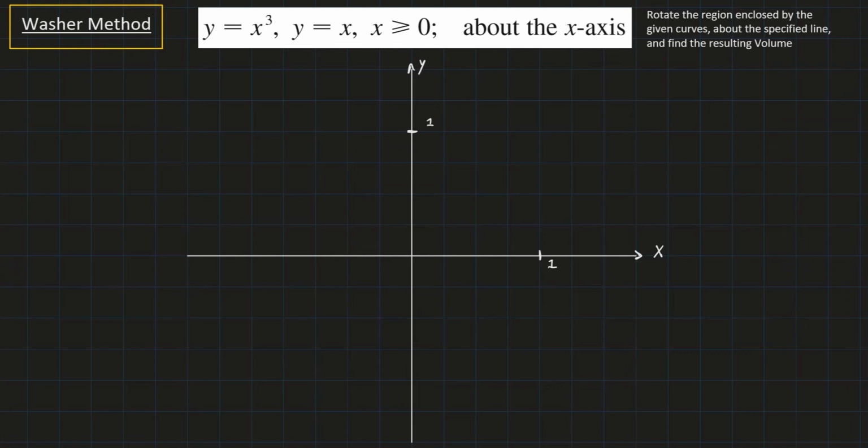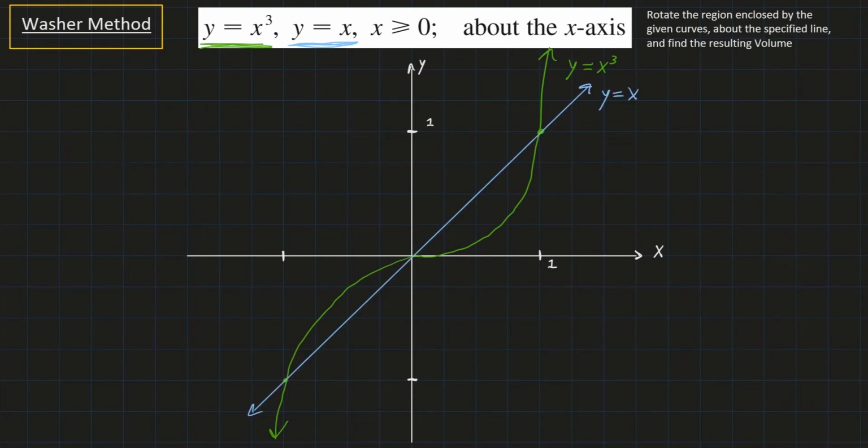Same old, we want to rotate the area, the region, bounded by these curves about the x-axis. So let's graph these curves. I have my standard y is equal to x cubed graph, and of course my y is equal to x line. And I can't forget this statement right here. So apparently I only care about the x's that are greater than or equal to 0.